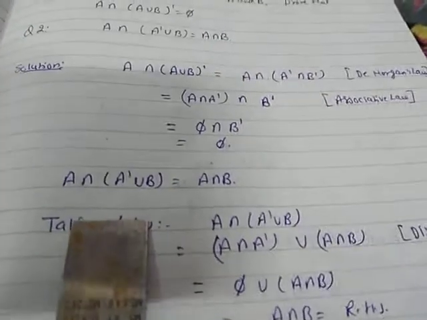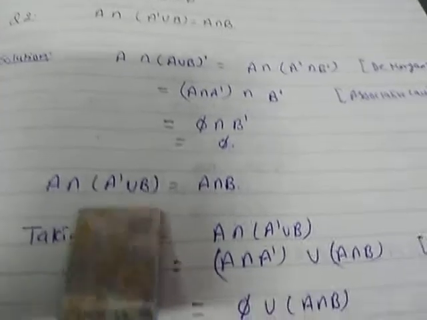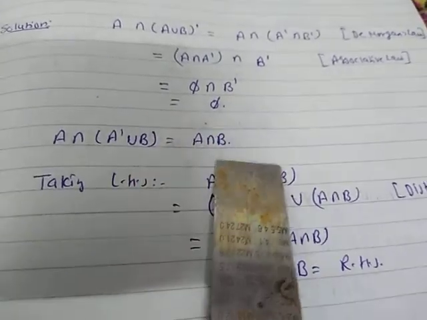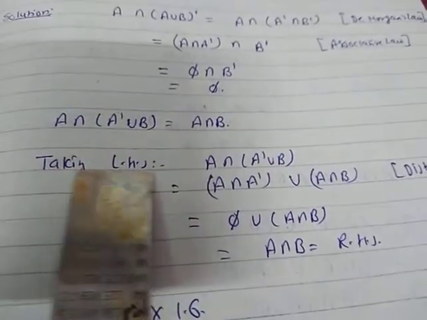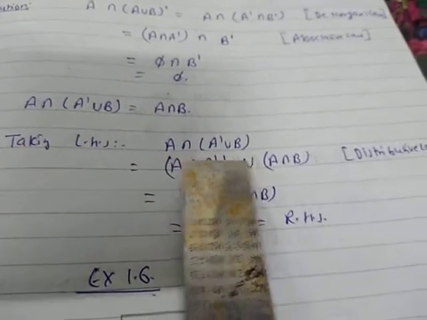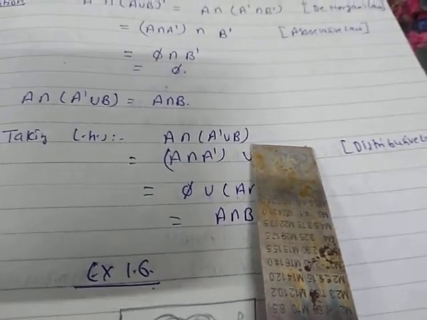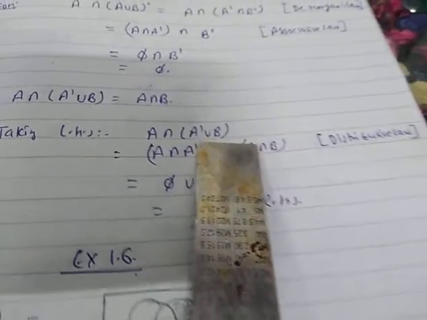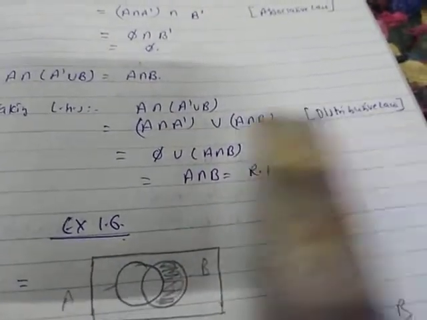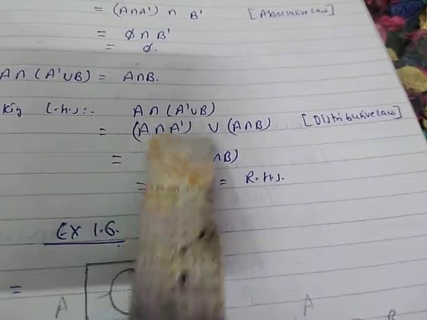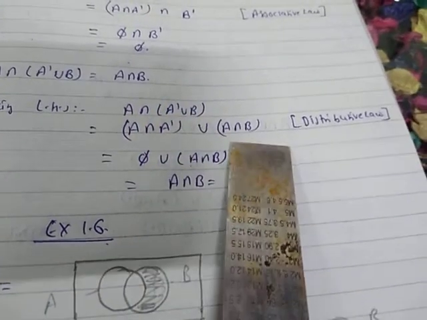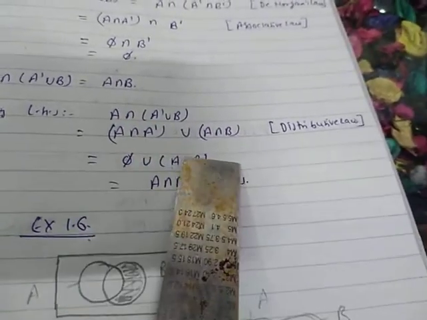Now the second part is A intersection (A complement union B) is equal to A intersection B. Taking LHS, A intersection (A complement union B). Again two different signs are there, union and intersection. You have to use distributive law. Distributive law gives (A intersection A complement) union (A intersection B). Distribute, just as in simple algebra.